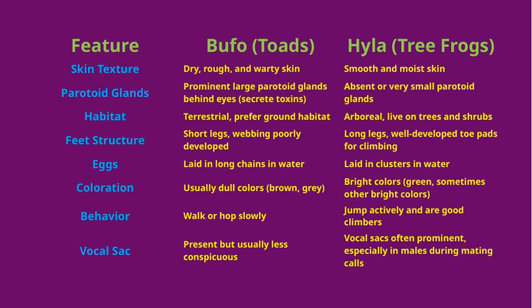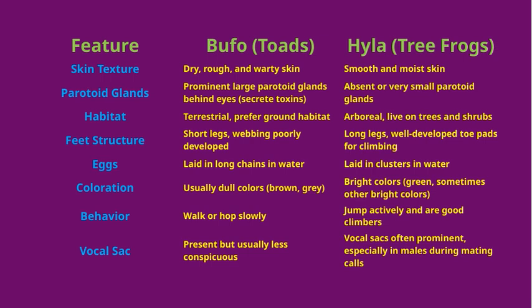When we consider habitat, toads are mainly terrestrial and prefer ground habitats, while tree frogs spend most of their time in trees and shrubs, which explains their physical adaptations. For example, their feet structure reflects this. Toads have short legs with poorly developed webbing, suitable for walking or hopping on land. Tree frogs, on the other hand, have long legs and well-developed toe pads that are perfect for climbing.